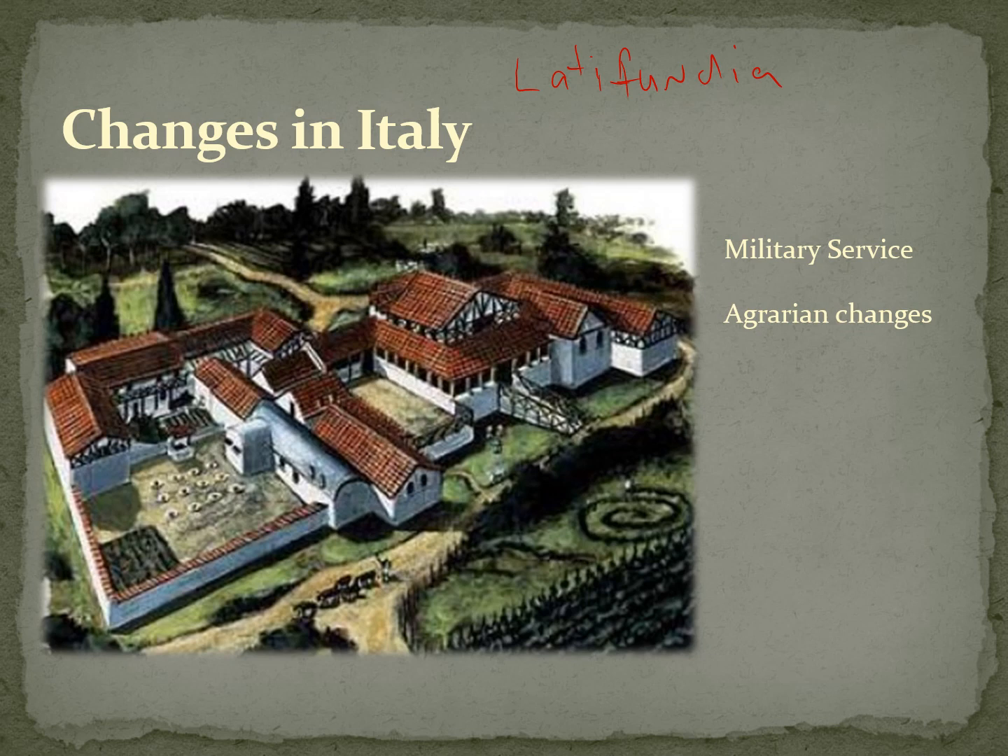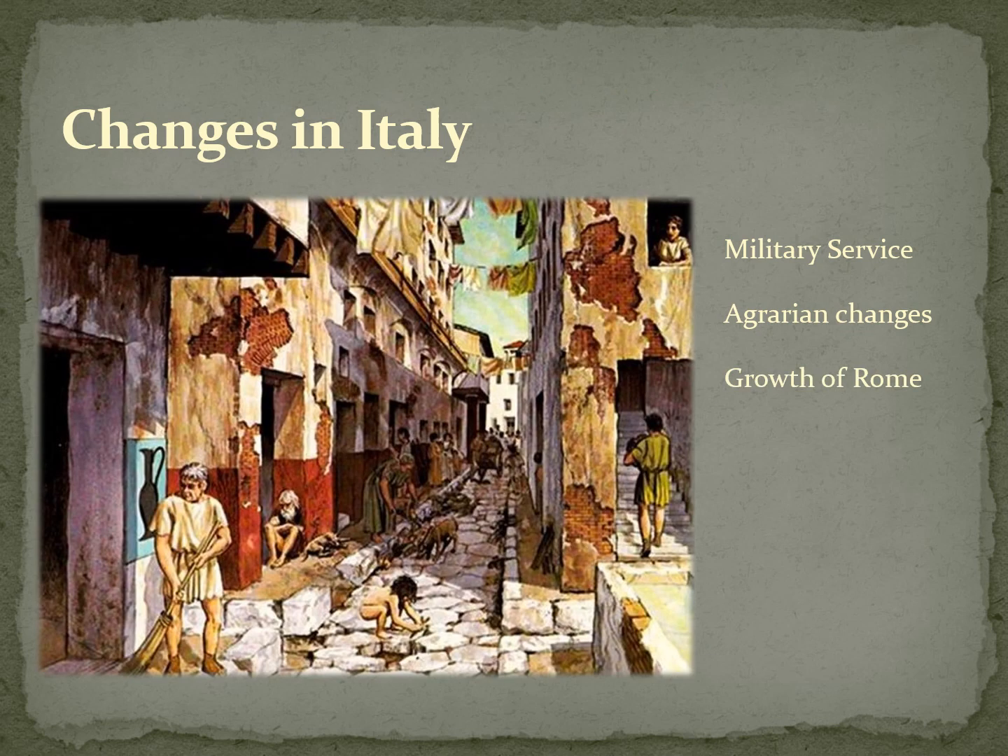Well, what happened to the small farmers? Well, many of them went to Rome. It's during this time that the population of Rome began to swell and would eventually reach over 1 million people. Unfortunately, there wasn't a lot for them to do in Rome except to be poor and to swell out the slums that were hastily built to accommodate all of these new people.